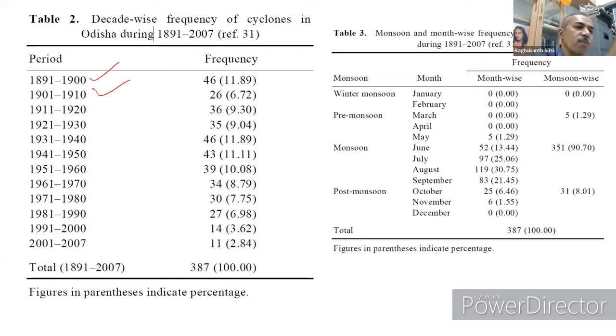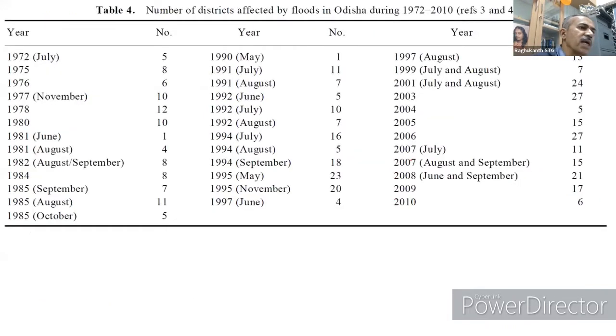And if you see month-wise also, most of the cyclones in Orissa occur in the months of June, July, August, September, October and November. Of course, in May also a few are there. But this is the season for cyclones in Orissa. And you can see August has the highest frequency. And these are some of the cyclones that have occurred in this Orissa state.